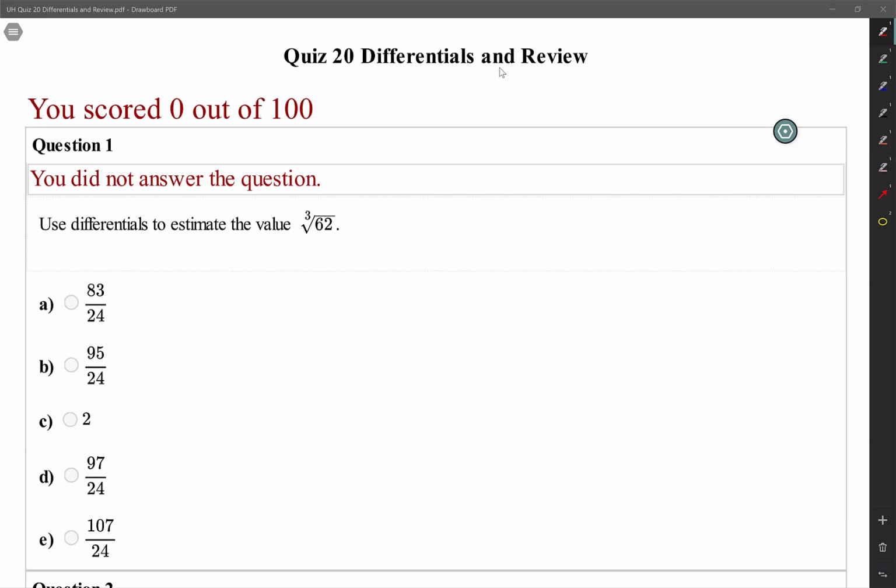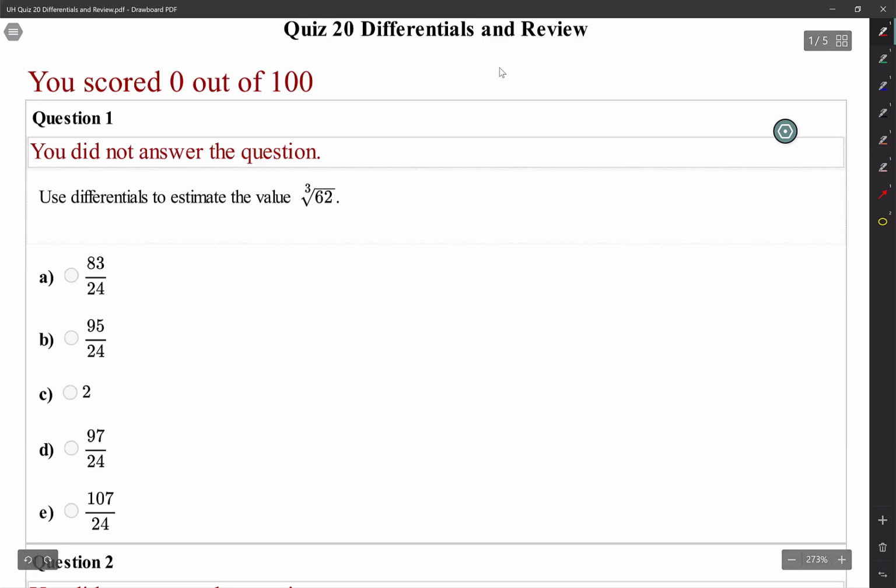Online quiz 20 says use differentials to estimate the value of the cube root of 62. Really, when it says differentials, it's like saying use the linear approximation, use a tangent line. So my equation is y equals the cube root of x. Can you guys think of the closest perfect cube root that's really close to 62? 64. Yeah, 64. The cube root of 64 is 4. So this is my point.